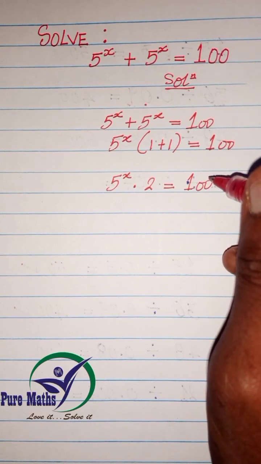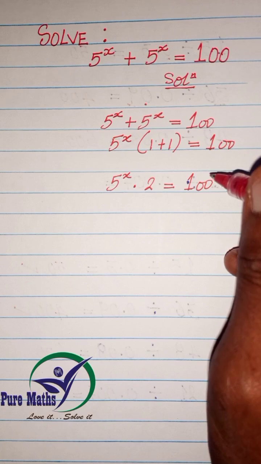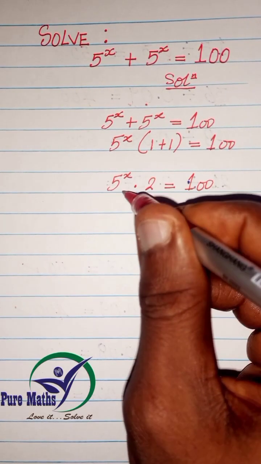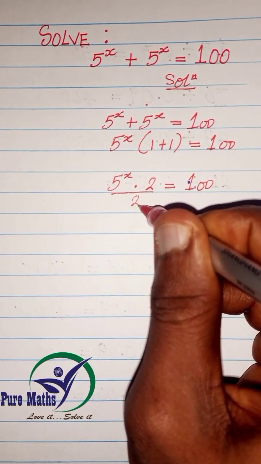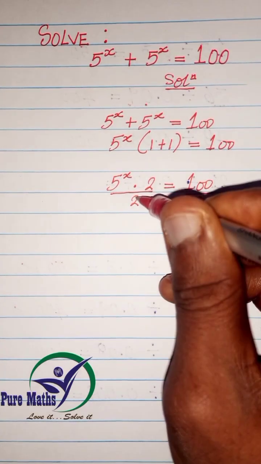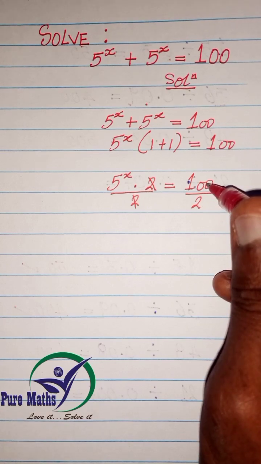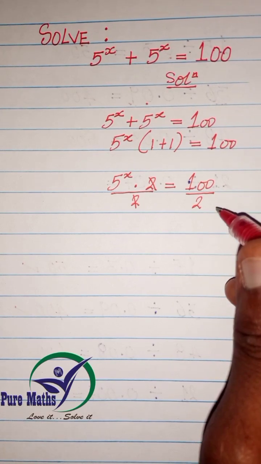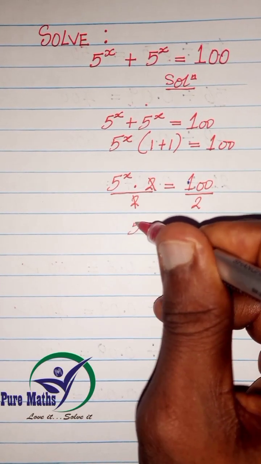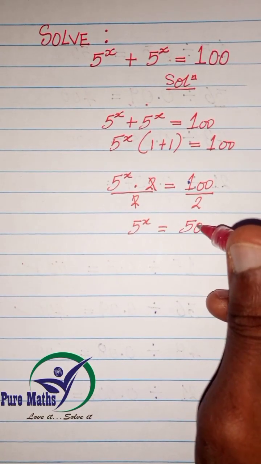Okay, so the next thing we want to do is to divide both sides by 2. So we are dividing both sides by 2 here, both the left hand side and the right hand side by 2. So of course you realize that 2 can cancel out 2 here, and when 2 goes into 100 you'll be having just 50. So we're having 5 to the power of x is equal to 50.